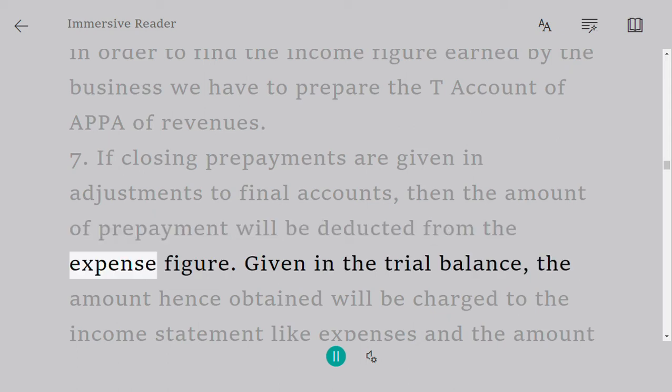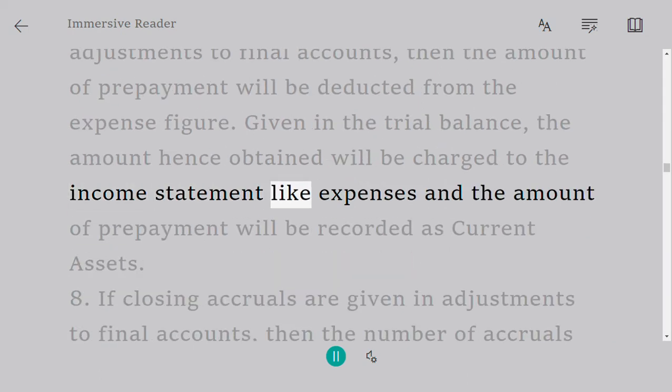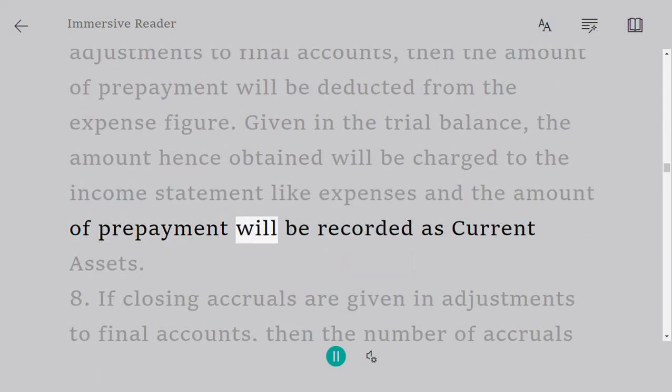7. If closing prepayments are given in adjustments to final accounts, then the amount of prepayment will be deducted from the expense figure given in the trial balance. The amount hence obtained will be charged to the income statement like expenses, and the amount of prepayment will be recorded as current assets.